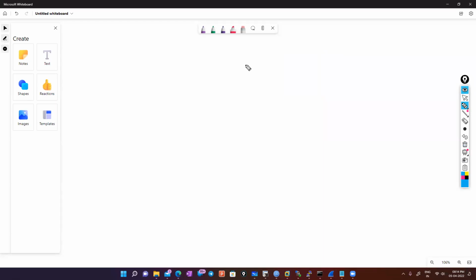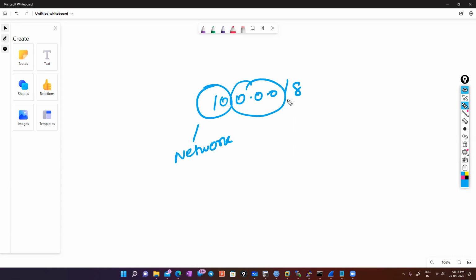So let's take another example: 10.0.0.0/8. Here only this octet is for network, and these 3 octets are for host bits. So here I have 8, and you always have to make it a power of 2. This is the network bits and this is the host bits.